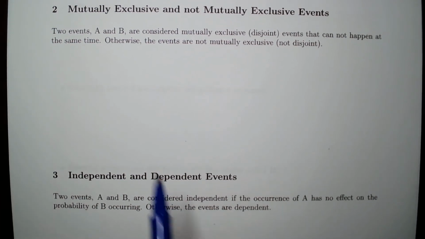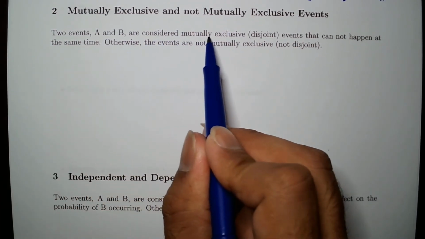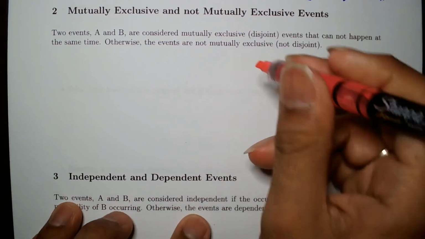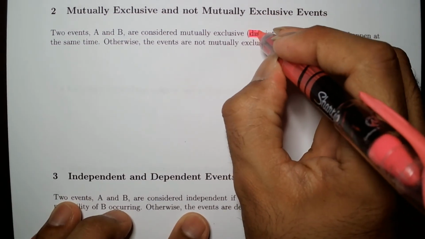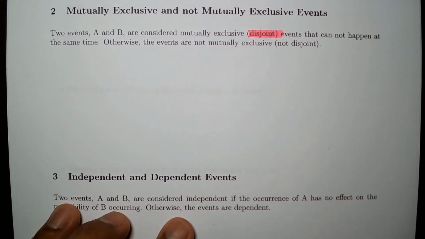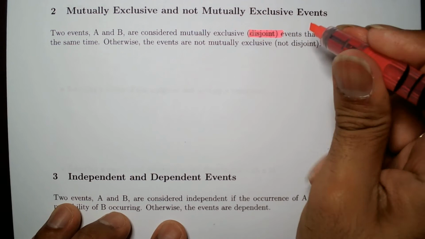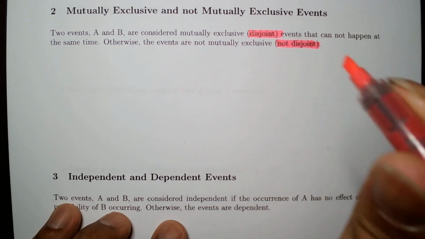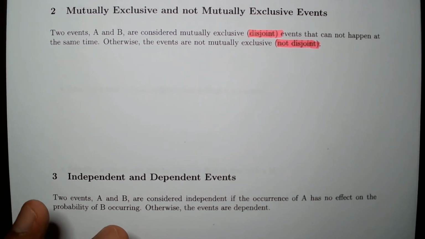So two events A and B are considered mutually exclusive or disjoint. That's a new word. Events that cannot happen at the same time. Otherwise, the events are not mutually exclusive or not disjoint. And let me give you an example.